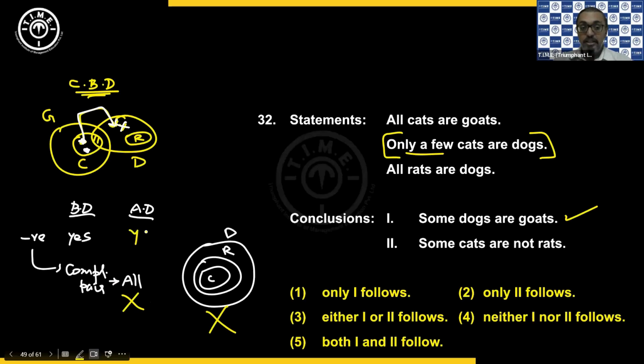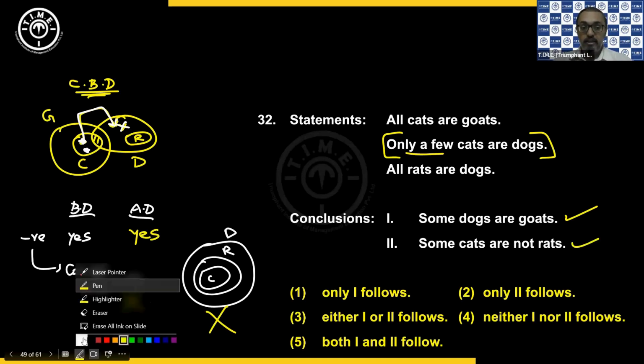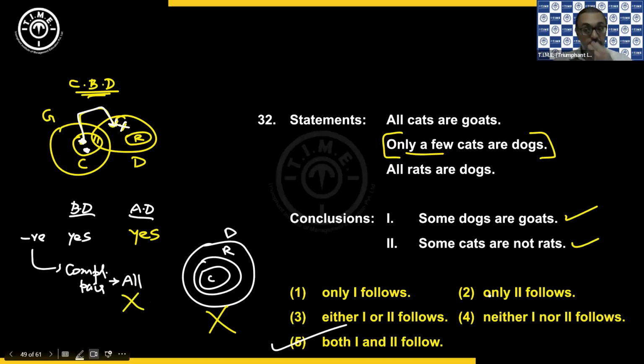That means the given negative continues to follow even in the alternate diagram. So conclusion 2 also follows. So my final answer is both 1 and 2 follow. Correct? Yes. Right. So then moving on to the next.